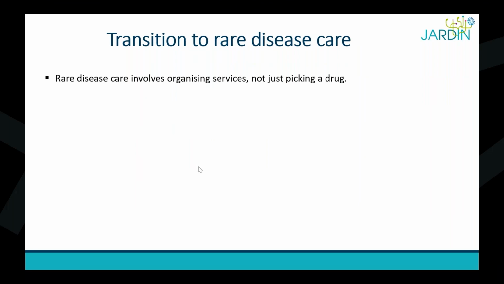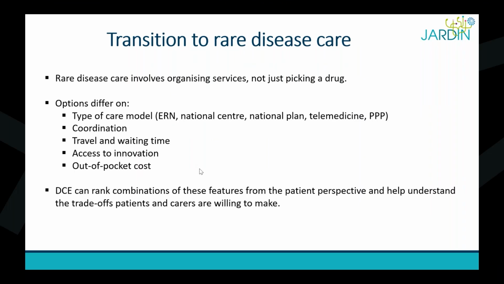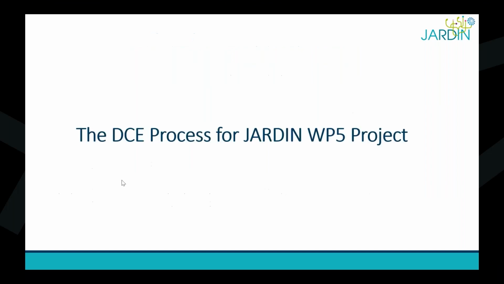Yeah, so what happens in rare disease? As you know, rare disease care involves organizing services, it's not just picking a drug. And of course, the options can differ on a number of characteristics. So it depends on coordination, travel time, access, out of pocket. And then what the discrete choice experiment does is that it can rank these combinations of features from the patient perspective or from the stakeholder perspective. And it can help us understand the trade-offs that people are willing to make. And then next slide, please.